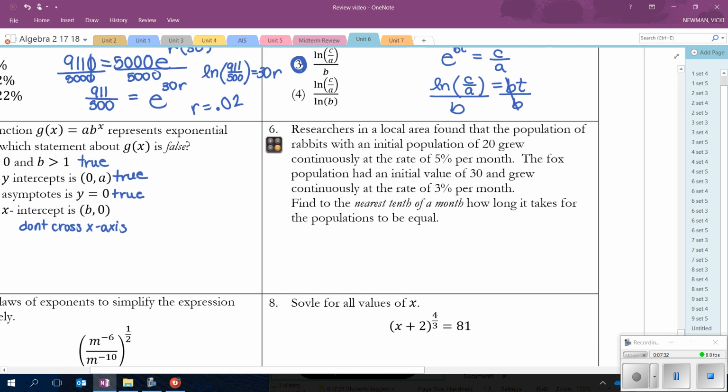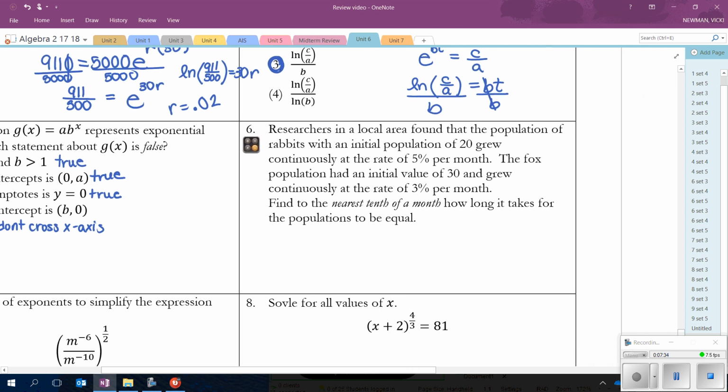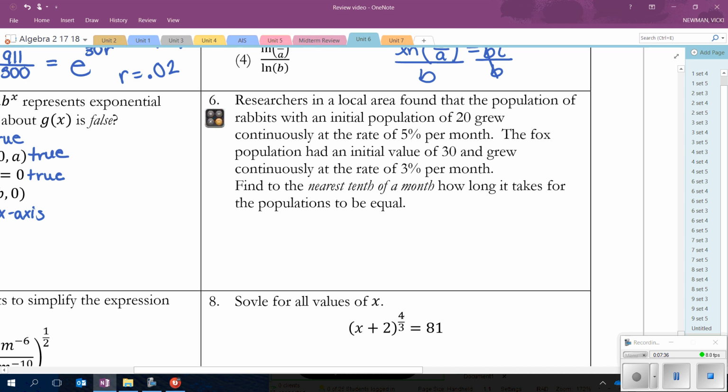Okie dokie. So let's see. Researchers in a local area found that the population of rabbits with an initial population of 20 grew continuously, so again, the PERT, at a rate of 5% per month. The fox population had an initial value of 30 and grew continuously, PERT, at 3%. Find to the nearest tenth of a month how long it takes for the populations to be equal.